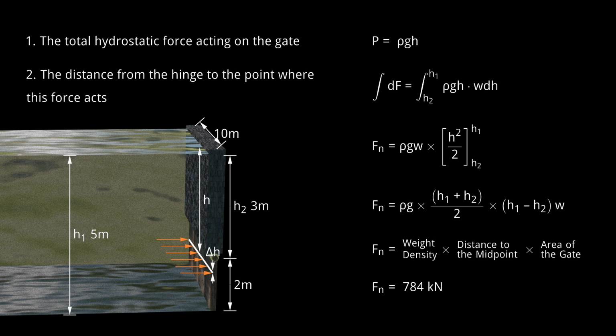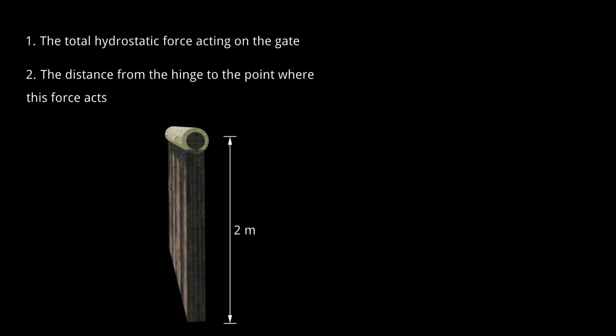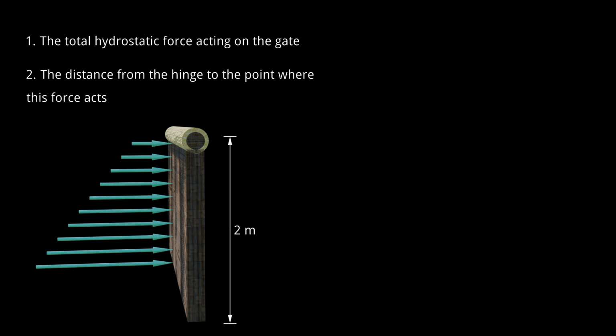Now, let's determine the depth at which this resultant force acts. In this video, I won't go into too much detail about calculating the distance to the resultant force from the hinge, but in upcoming videos, we'll explore a general method that works for any shape. Let's now focus solely on the gate and illustrate the pressure distribution along its surface.